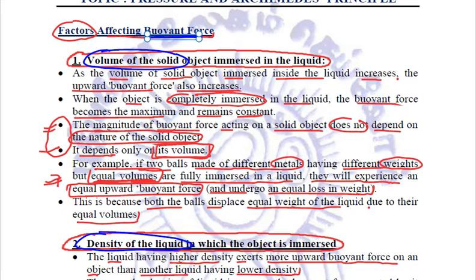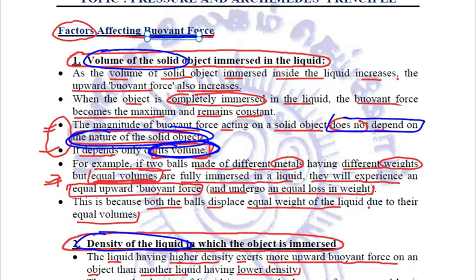And third important thing is that the buoyant force does not depend on the nature of the solid object. It only depends on the volume, which means that if two objects of same volume, even though different weights, different material, different densities, if they have got the same volume, then they are going to experience the same amount of upthrust, the same amount of buoyant force from that liquid.